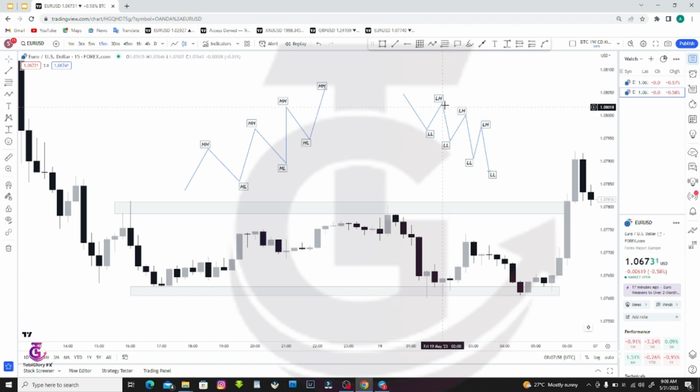This high is lower than this. This low is lower than this low. This is a downtrend market.